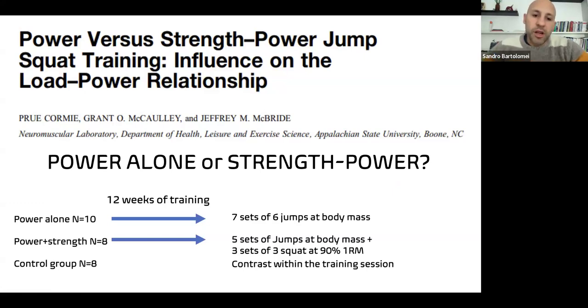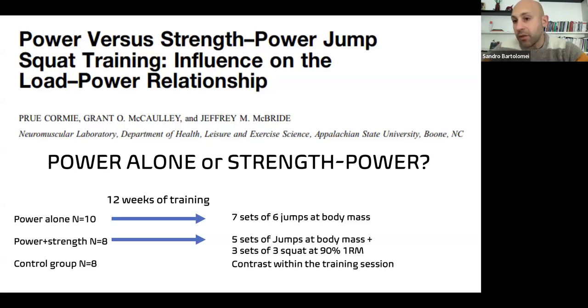Okay, what about using power alone or strength and power in training? What are the different effects of using only power exercises or strength and power? This study, published by Cormie in, I don't remember the year, divided a group into 3 parts. So 10 individuals performed power alone, 7 sets of 6 jumps at body mass. Consider that in vertical jump, the body mass is typically enough to obtain the peak in power.